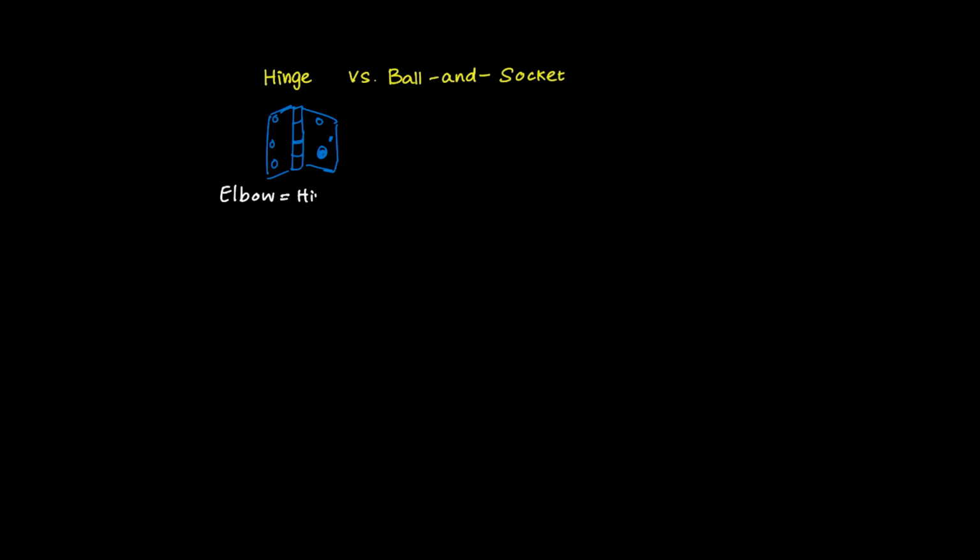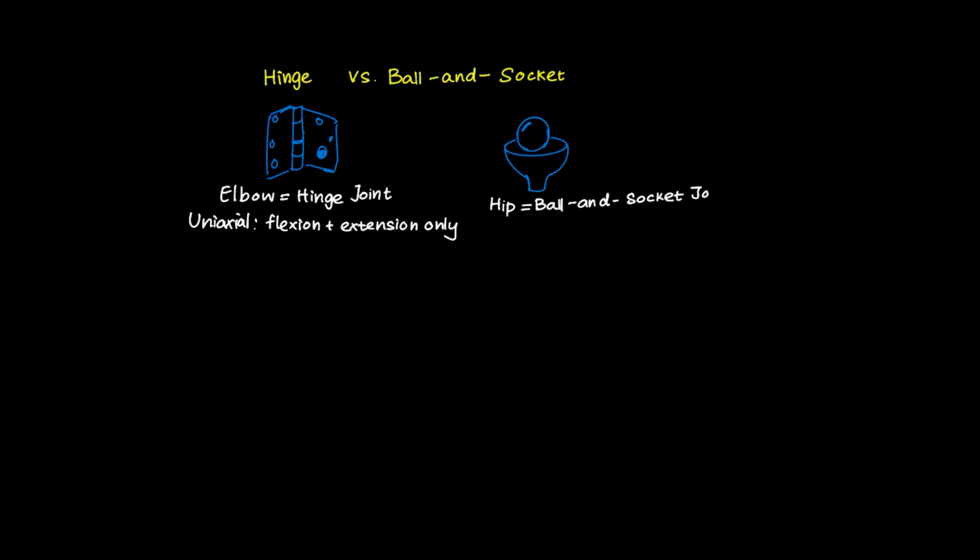The elbow is a hinge joint. Like a door hinge, it opens and closes in a single axis, flexion and extension. That makes it uniaxial. The hip is a ball and socket joint. The rounded head of the femur fits into the acetabulum, giving it multi-axial freedom. Flexion, extension, abduction, adduction, rotation, circumduction.